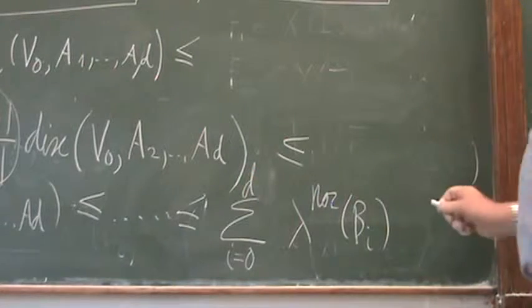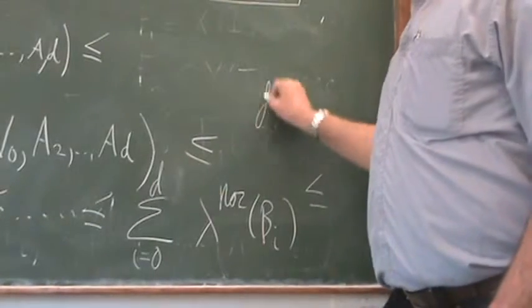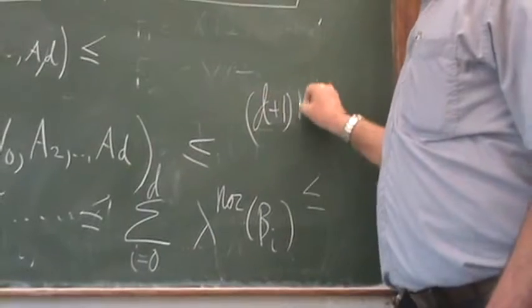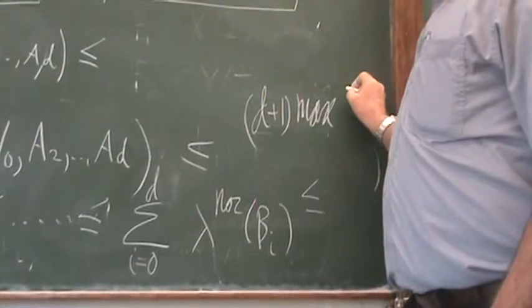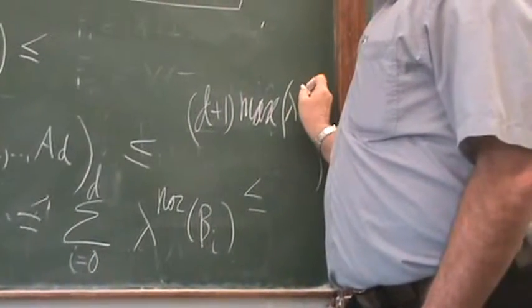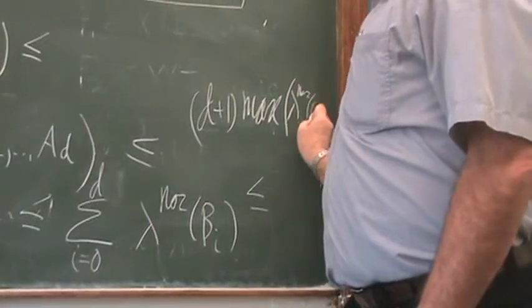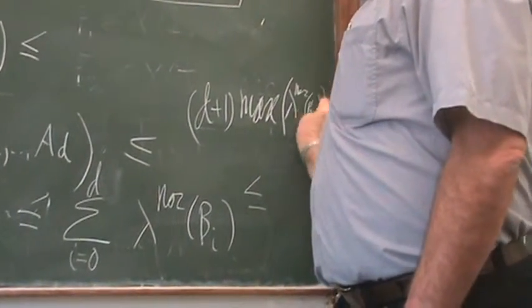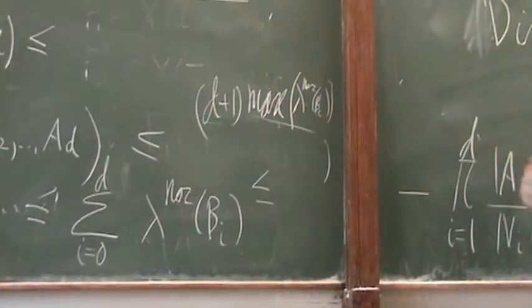Anyway, this is at most d plus 1, the maximum of these lambda normalized of this bi, and that proves the proposition.